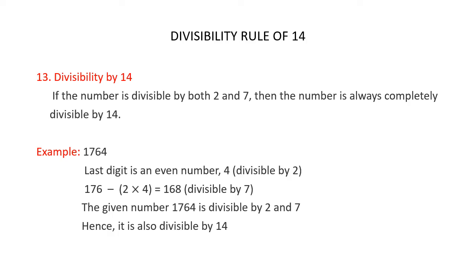To do that, consider the last digit. The last digit is 4. Multiply 4 with 2. You get the answer as 8. Subtract this number from the remaining number. The remaining number is 176. So 176 minus 8 is 168. 168 is divisible by 7. So the given number 1764 is divisible by both 2 and 7. So it is also divisible by 14.